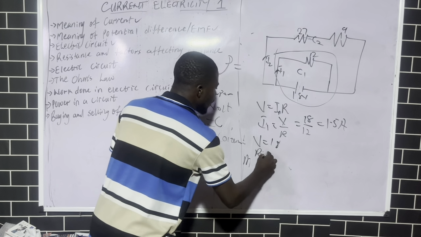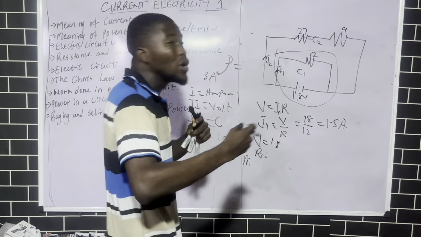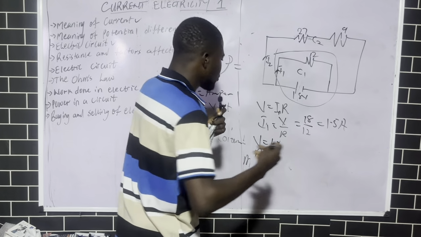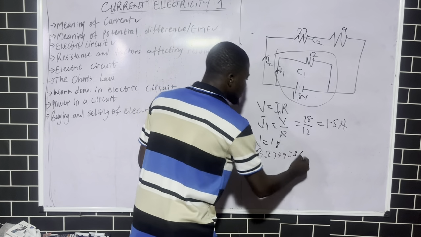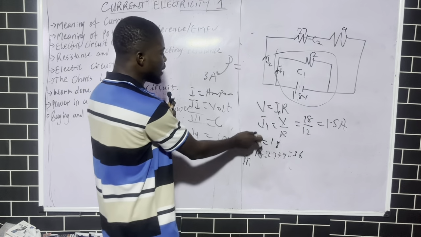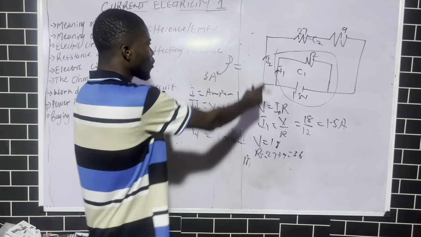So my total resistance, how do we find resistance in series? We just add them together. That will be 27 plus 9. That's 36. Are you following me now? So I've gotten my V, I've got my R total. Now I want to find my I2.